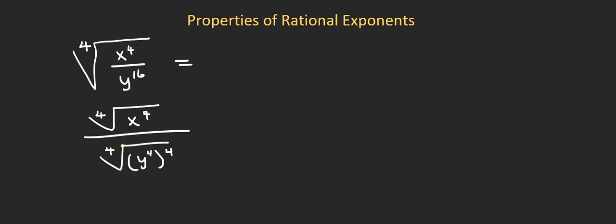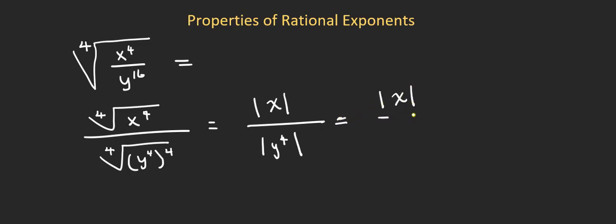So now our n is even. So this will be equivalent to the absolute value of x, since n is even, over the absolute value of y to the 4th. Now, if you think about it, anything to an even power like 4 will be positive. So we don't really need the absolute value over here. So it will be the absolute value of x over y to the 4th.